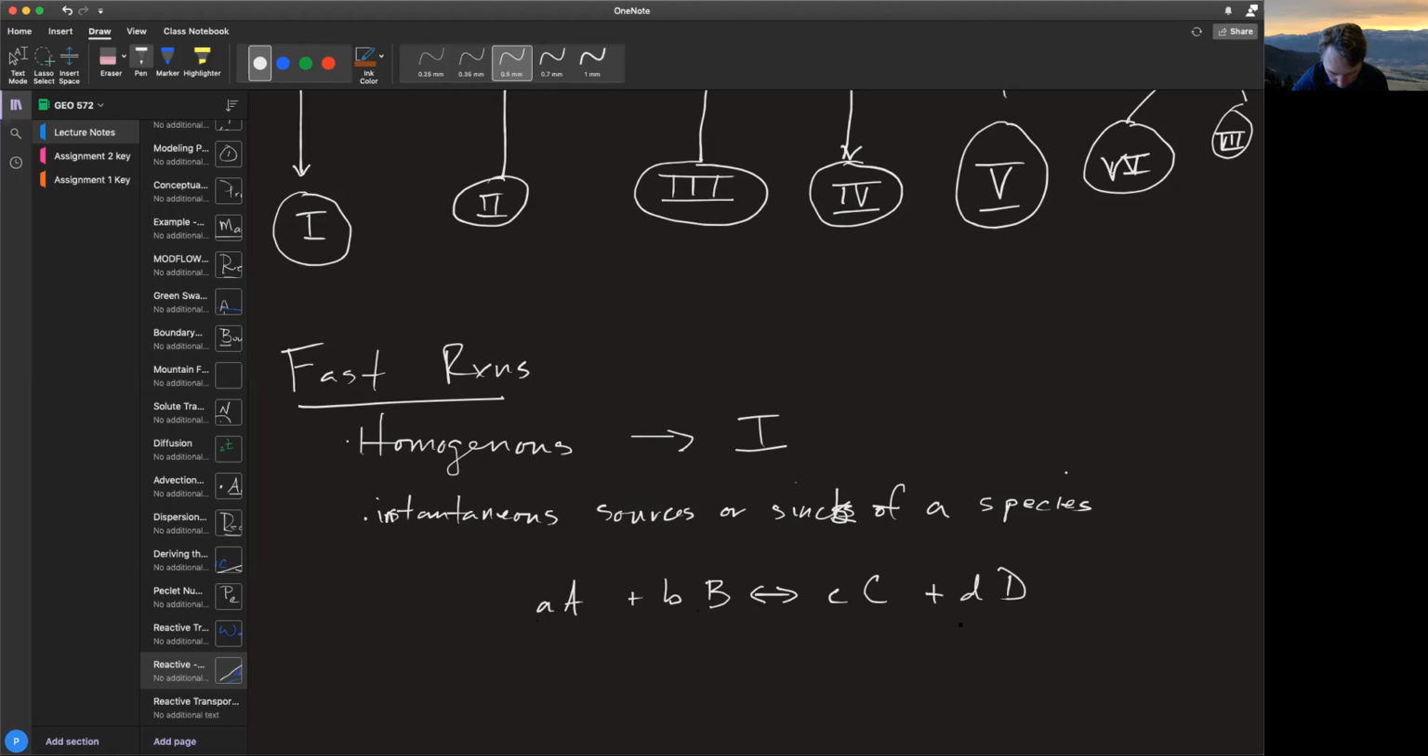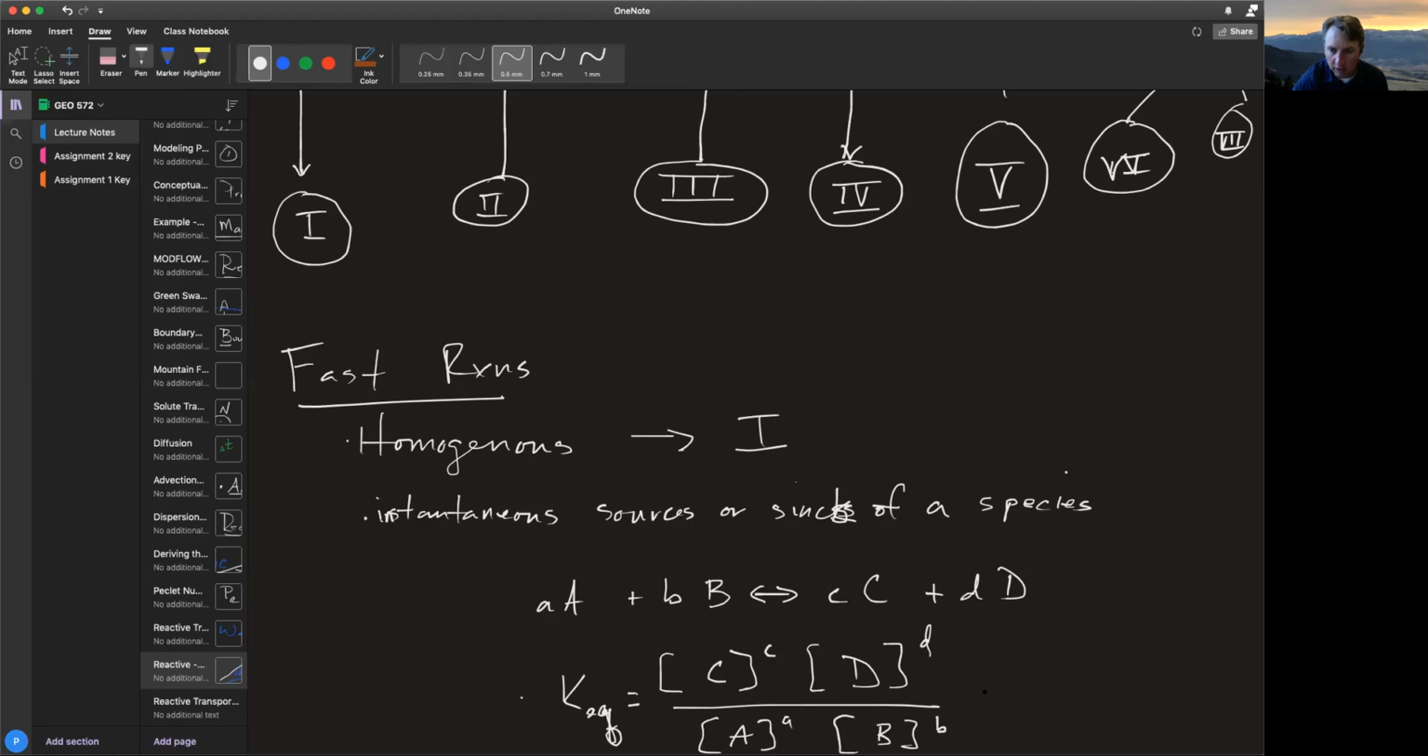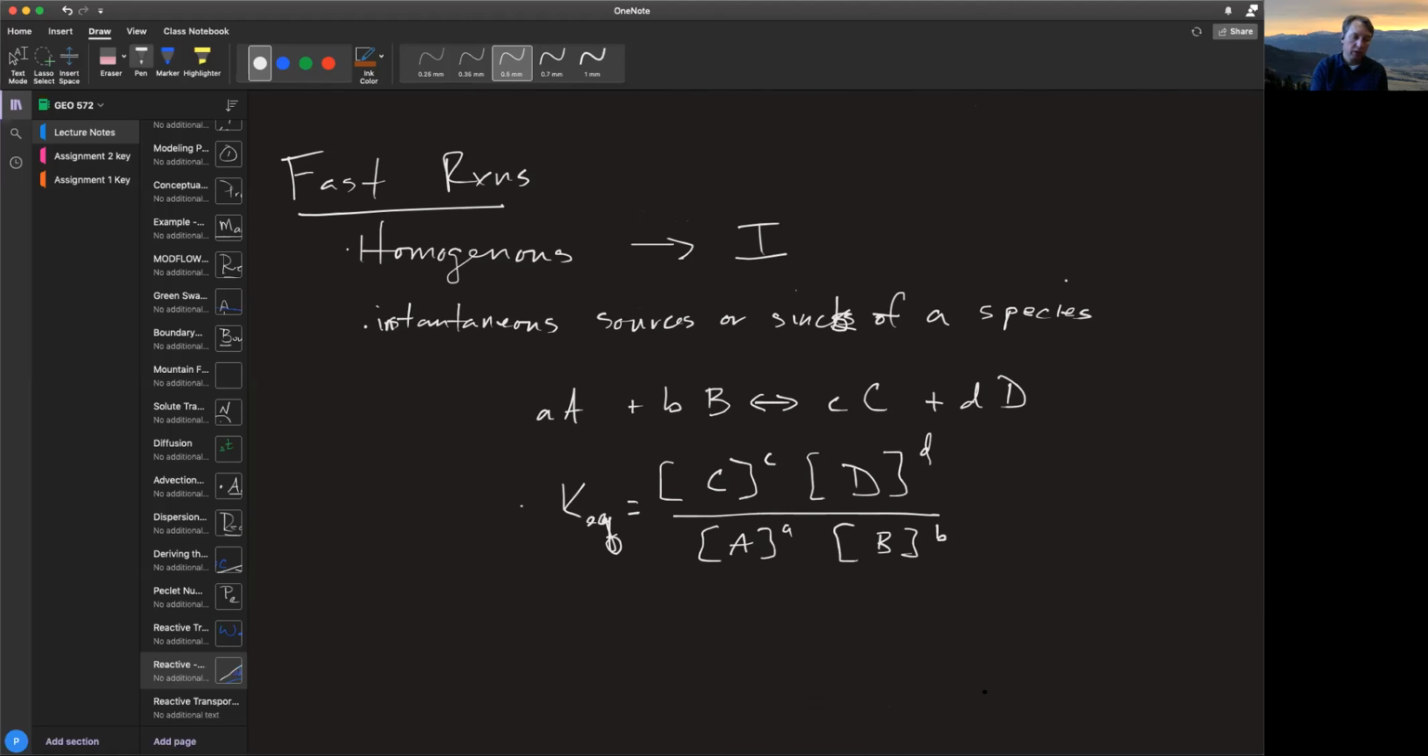and little d. All right, and if it's fast and reversible, we can write an equilibrium constant that looks like this. K_eq is big C to the little c, big D to the little d, over big A to the little a, big B to the little b, all right? And this is sort of the classic equilibrium equation that we're used to seeing from chemistry 1. And this equilibrium constant is something we can measure, and it tells us if we have these 4 species together, that these are the concentrations that we would end up with, all right?